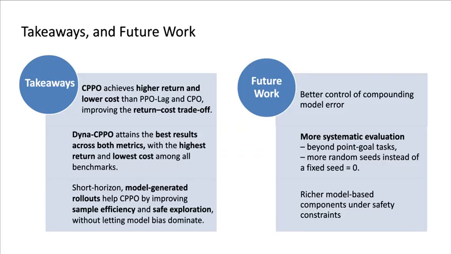For the main takeaways, CPPO already improved the return-cost trade-off over PPO-Lag and CPO. Then Dyna CPPO further achieved the best return and the lowest cost among all baselines, and short model-generated rollouts helped improve both sample efficiency and safe exploration without letting model bias dominate. For future work, we aim to better control compounding model error in multi-step rollouts, evaluate Dyna CPPO on more tasks and seeds, and explore richer model-based components under safety constraints, while still keeping model bias under control.